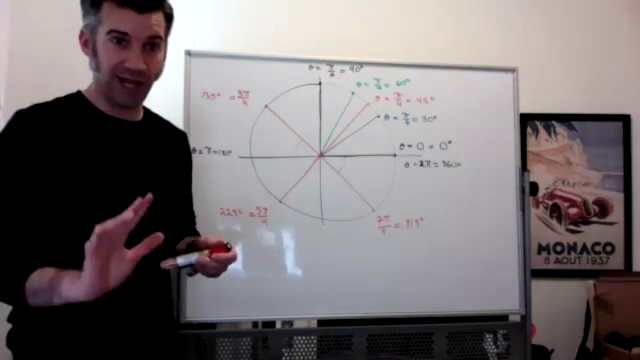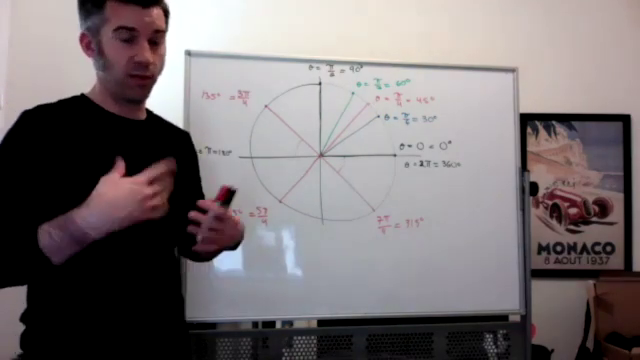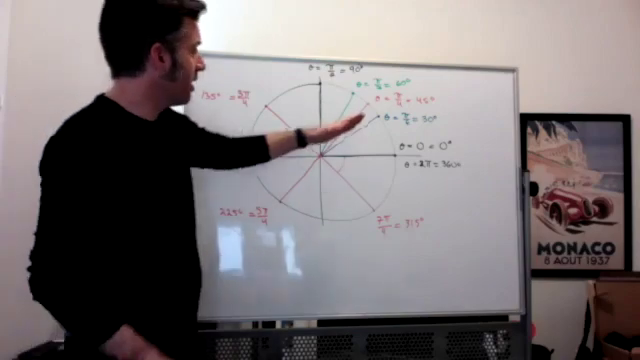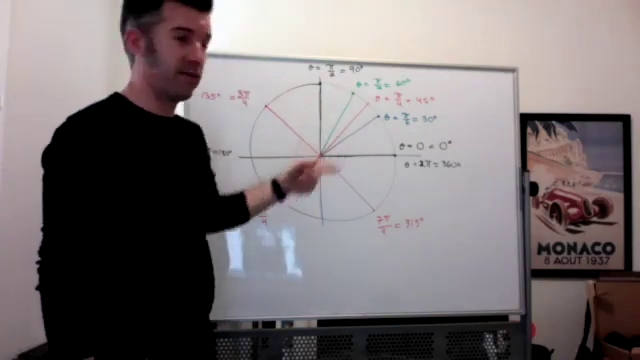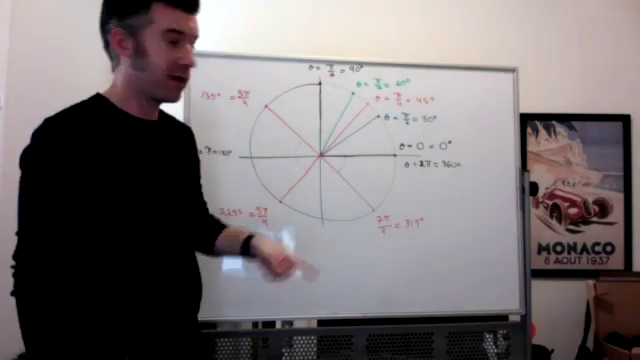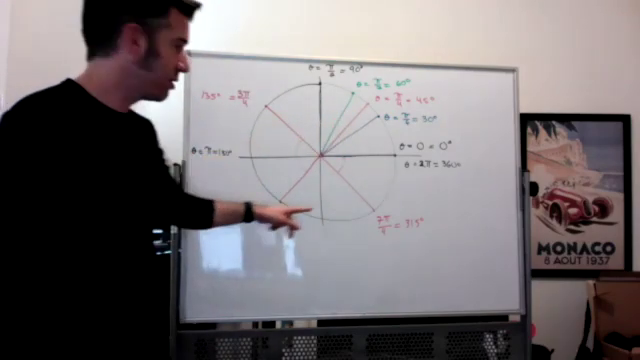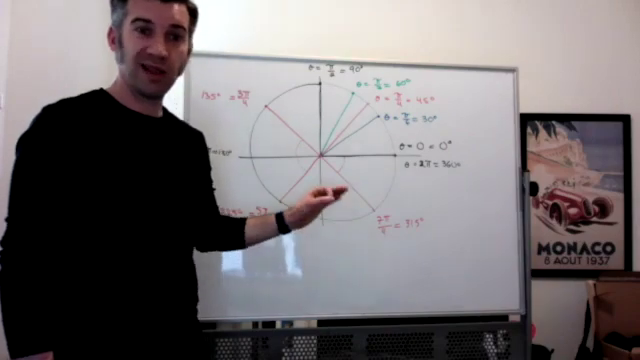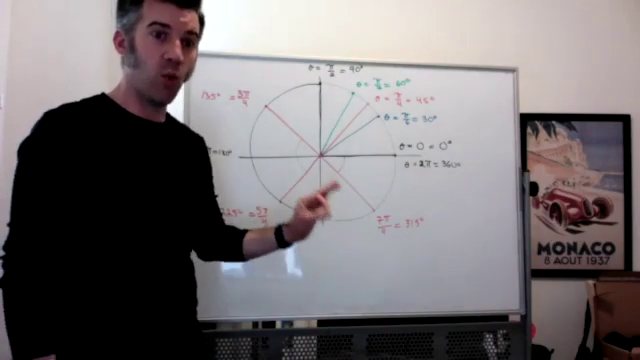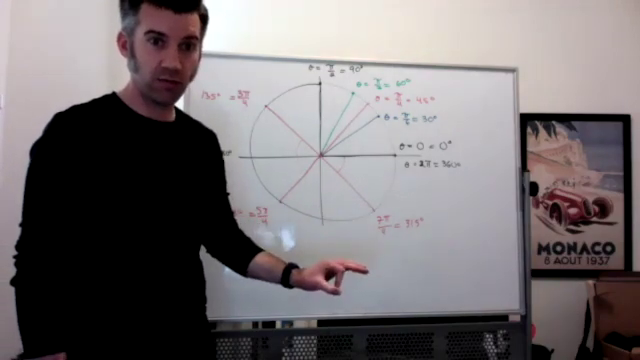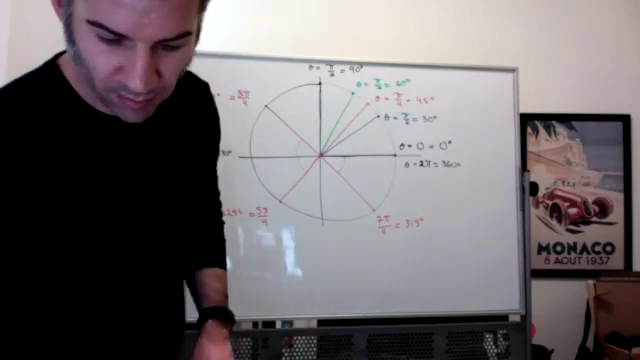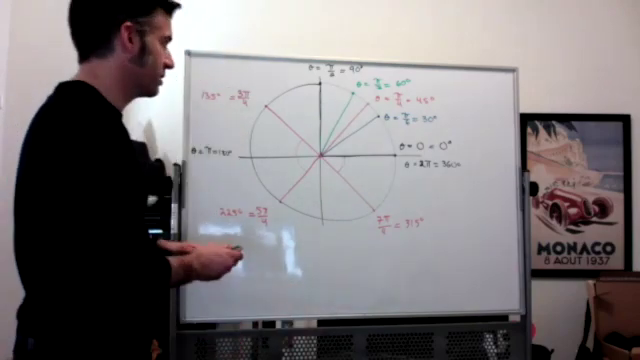So here's what I want to point out. This is a pattern that becomes repetitive. For any of these angles that have a denominator of 4, pi over 4, 3 pi over 4, 5 pi over 4, 7 pi over 4, the reference angle is always pi over 4. Let's look at the blue ones.